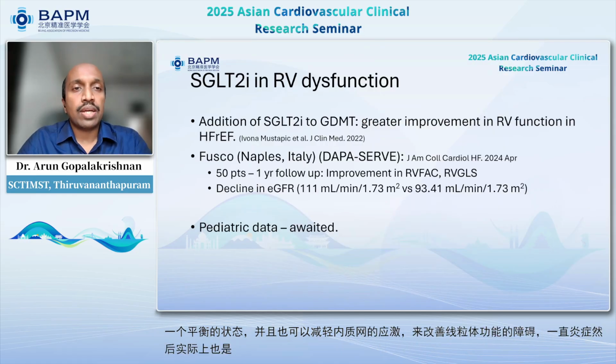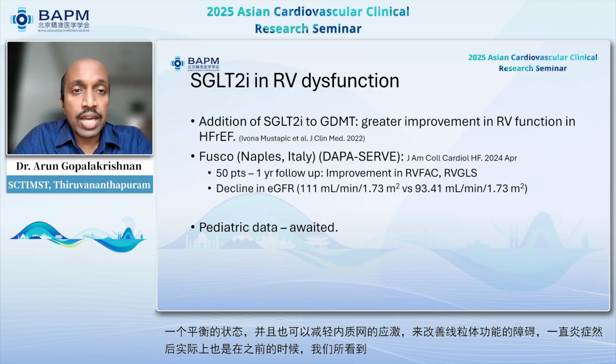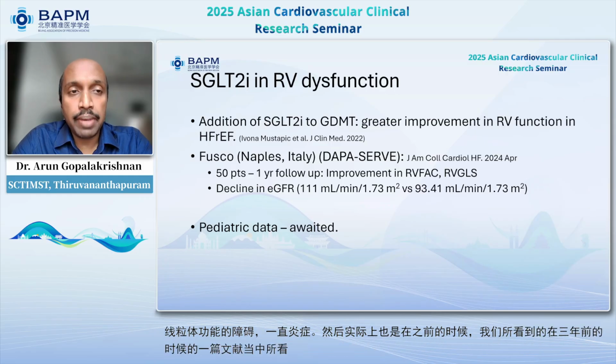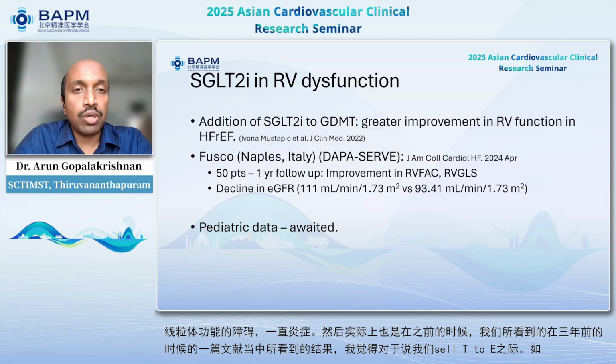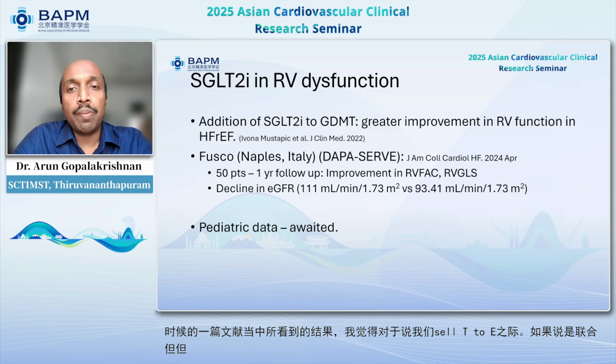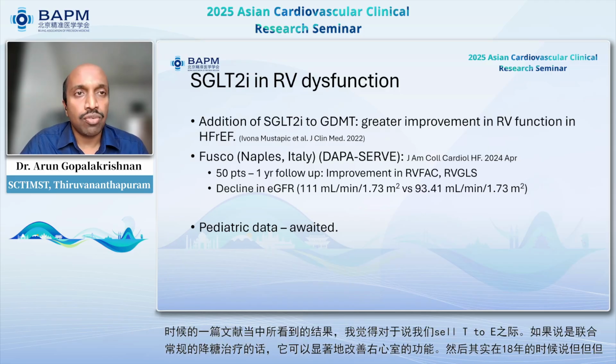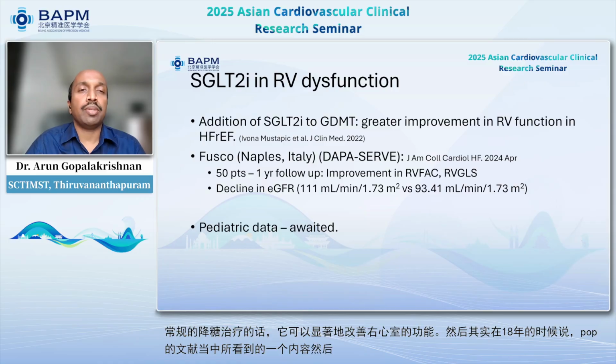So what do the trials show? Addition of SGLT2 inhibitors to GDMT resulted in greater improvement in right ventricular function in patients with HFrEF. The paper in 2022 by Ivana Mistepik. Schuster reported the DAPA-SERVE trial last year. They reported 50 patients and noted improvement in RV FAC and RVGLS, but at the cost of mild decline in eGFR. There are no formal studies on SGLT2 inhibitors in RV dysfunction as yet, so PIDA data is awaited.